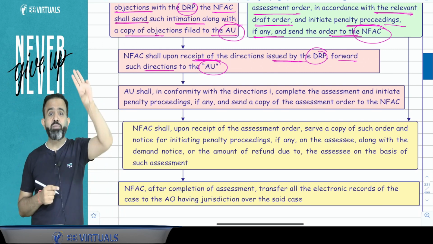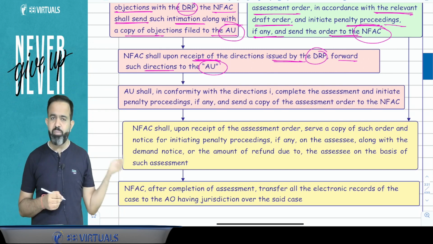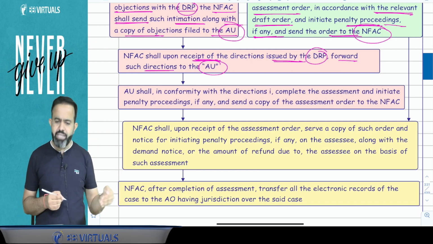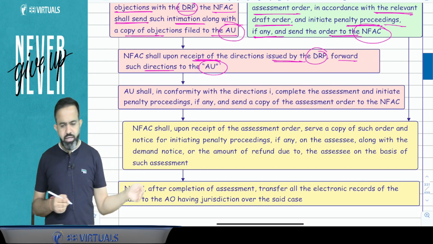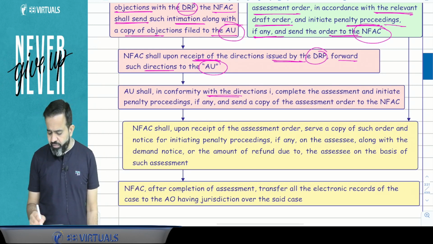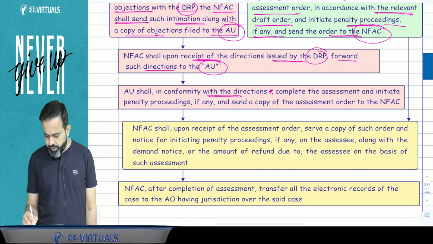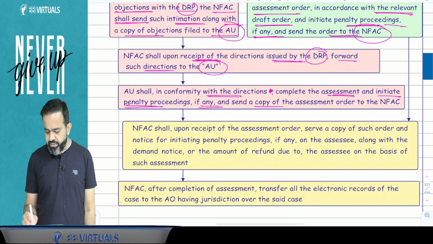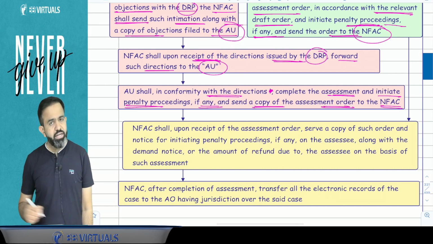So the DRP is a team of 3 CIT. So obviously that direction will be binding. So here now the assessment unit will pass the final order in conformity with the direction of the DRP. So here, the assessment unit, in conformity with the direction, completes the assessment and initiates penalty proceeding, if any, and sends a copy of the assessment order to the NFAC.